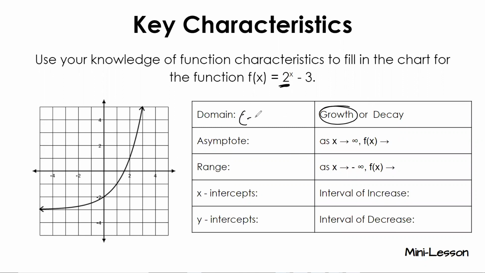Negative infinity to positive infinity. Remember, you always tell me left to right. Left to right. Okay. Now, is there an asymptote on this guy? Yes. What is it? -3. There you go.